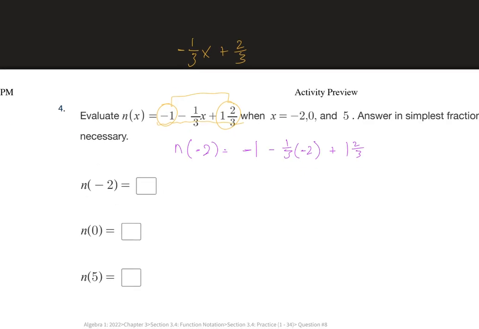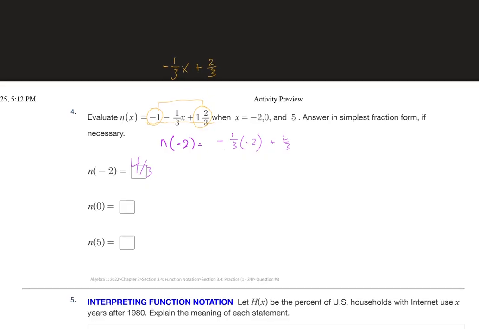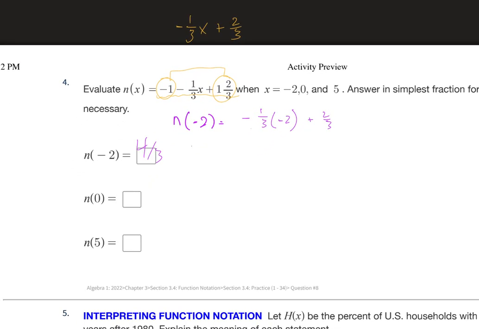So what that does is, I know it seems silly, but I'm going to erase this just so that I can think through it a little bit faster. Because I look at it this way. I have negative 1/3 times negative 2 plus 2/3. So a negative is positive. So this is just 2/3 plus 2/3. This is 4/3. And what am I supposed to do? Simplest fraction form. So hopefully 4/3 is fine. If not, 1 1/3.